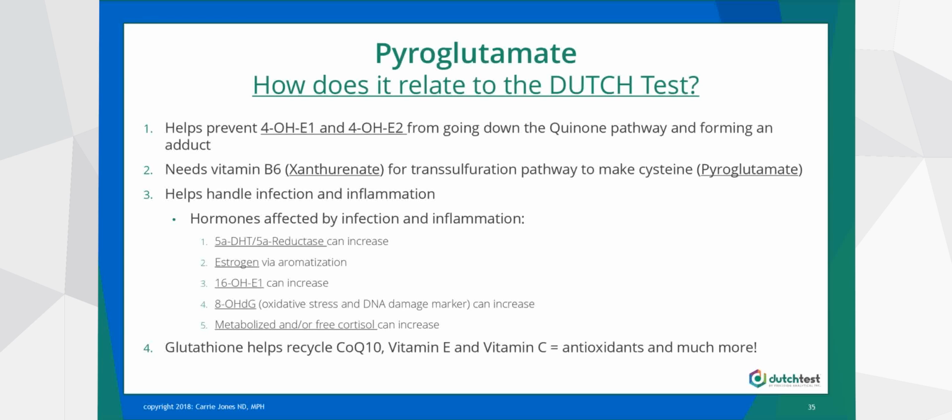And then lastly, glutathione does recycle other antioxidants. It recycles CoQ10, which recycles vitamin E, which recycles vitamin C. And these are, as I just said, super potent antioxidants. And of course, they do a lot more in your body. So if you have glutathione problems, you may have other antioxidant problems.